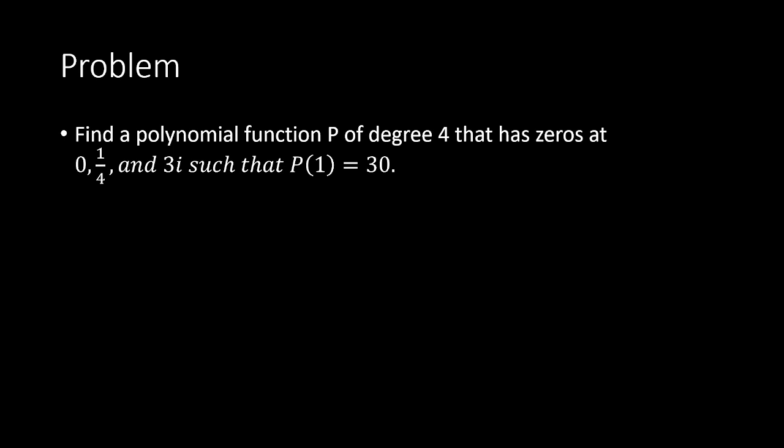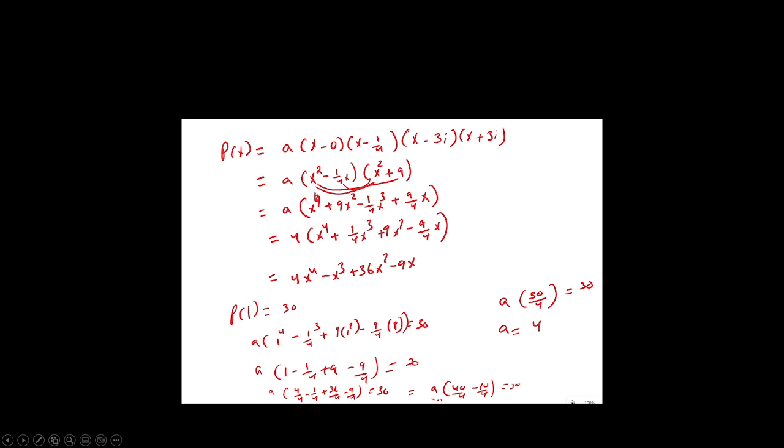So right here, find a polynomial with a degree of 4 that has zeros at 0, 1/4, and 3i, and such that p of 1 equals 30. So we need to find the zeros for all those three roots. So you have 0, 1/4, and 3i. This 3i is plus or minus 3i. So if I were to solve it, there is some number a, x minus 0, x minus 1/4, x minus 3i, x plus 3i.